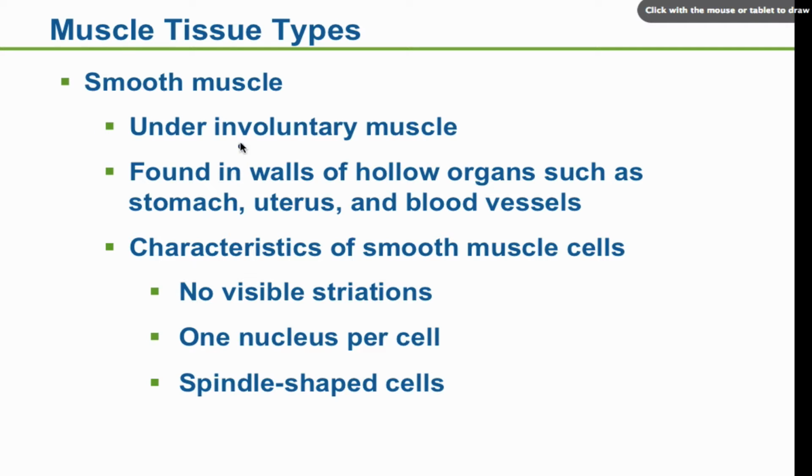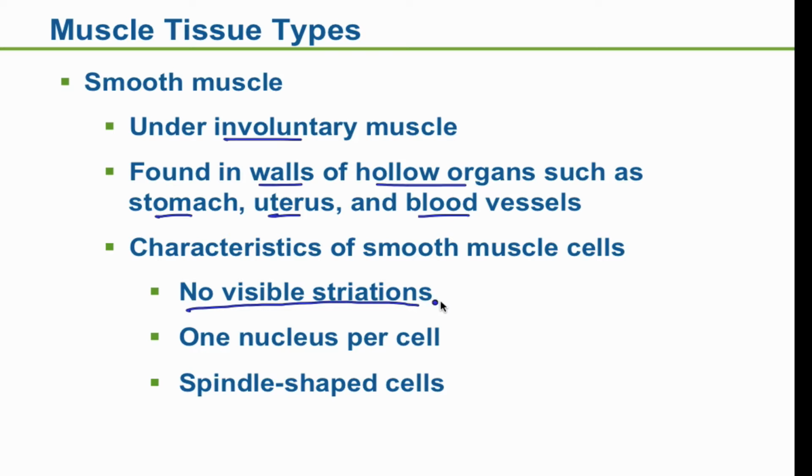And smooth muscle. Smooth muscle is under involuntary control. So you do not control it. You control skeletal muscle. Do you control cardiac muscle? Hopefully your answer was no, you do not. Smooth muscle is found in the walls of hollow organs such as the stomach, the uterus, blood vessels. The characteristics, there's no visible striation. So what is it lacking? Hopefully you said that it's lacking those little lines that the other two had. There's also one nucleus per cell, and they are spindle-shaped cells.